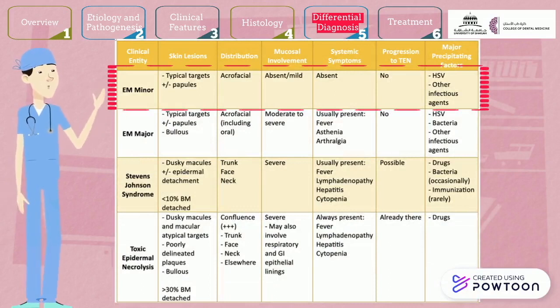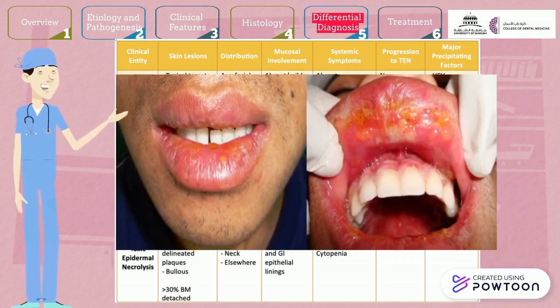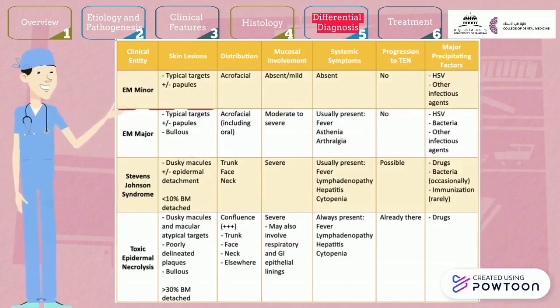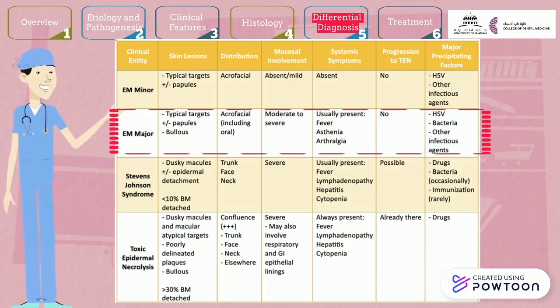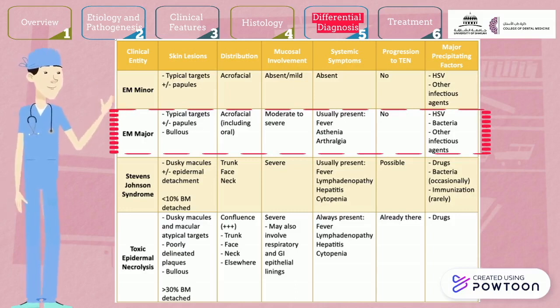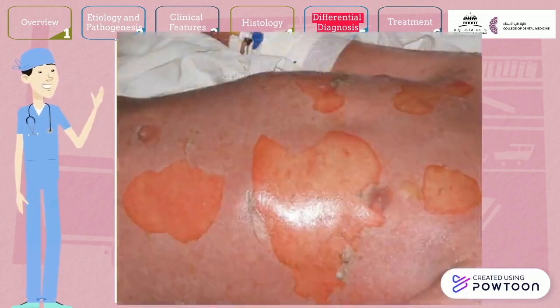EM minor shows typical target lesions, little or no mucosal involvement, and since it does not extend to the mucosa, there are no systemic symptoms. EM major shows typical lesions, moderate to severe mucosal involvement, usually occurring in the oral region, and some systemic symptoms: fever, asthenia, arthralgia. In both cases, HSV is a predisposing factor.